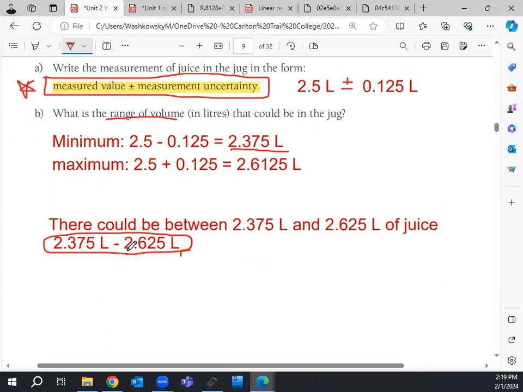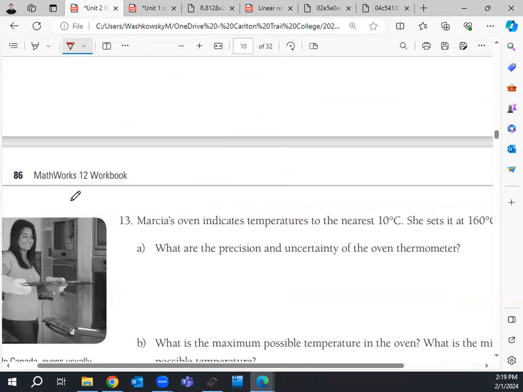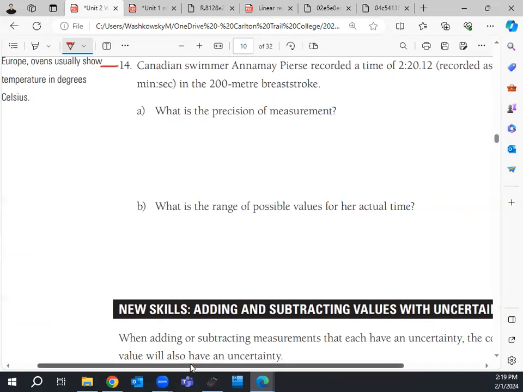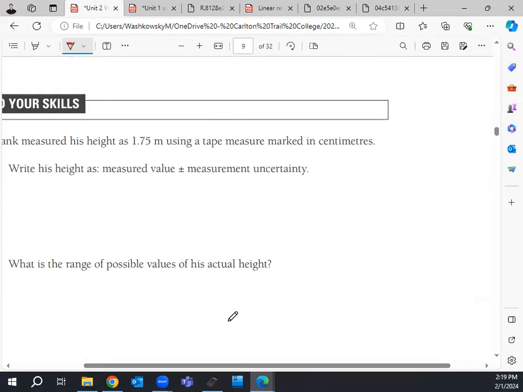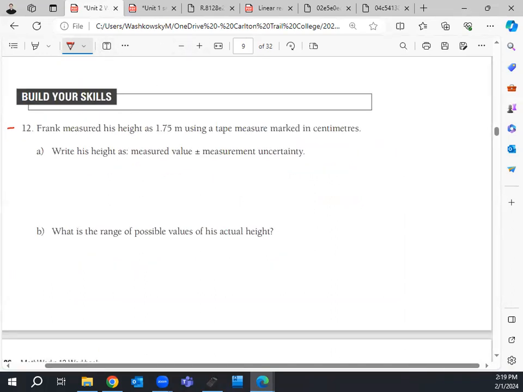So just like before, you've got 3 questions here down below. I'll give you 6 minutes, 2 minutes per question, to try out questions 12, 13, and 14. And again, if you're not sure, please ask for help. But I'll give you about 6 minutes here. Try out questions 12, 13, and 14.